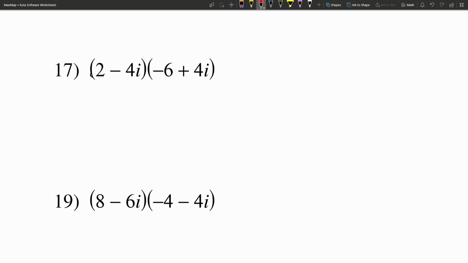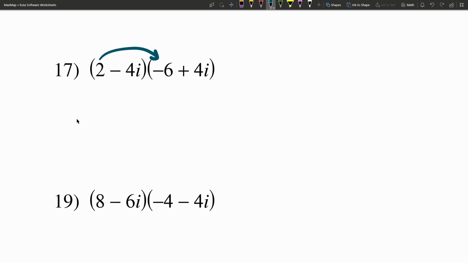Number 17, we're going to continue to expand these binomials in order to simplify these numbers. So right now, we're basically just multiplying two complex numbers together, where we have real and imaginary parts for each. Thus, we need to distribute throughout.